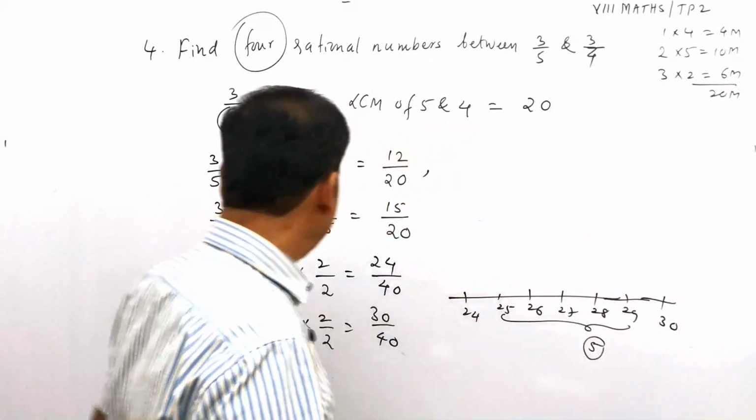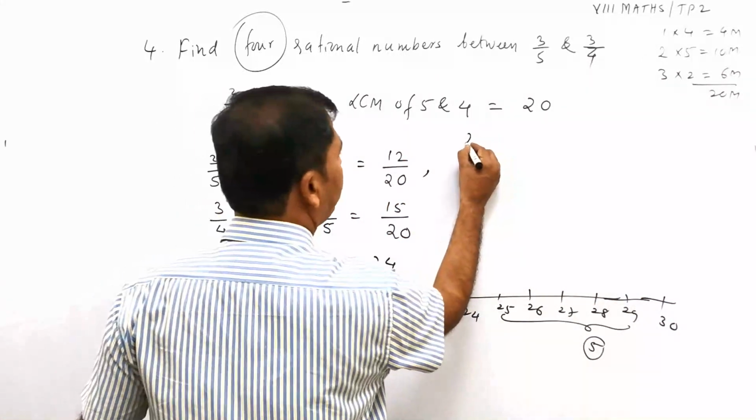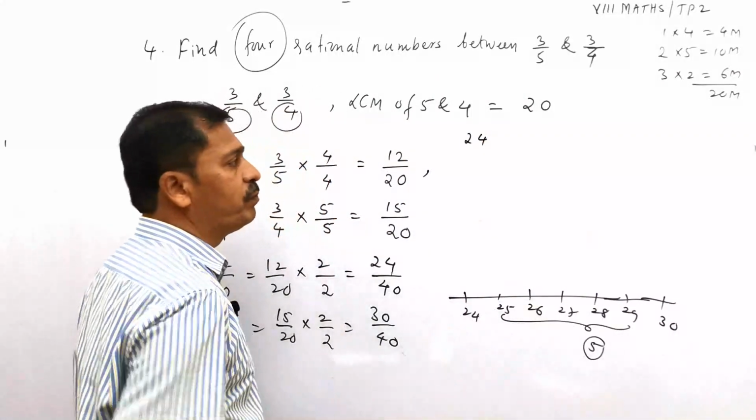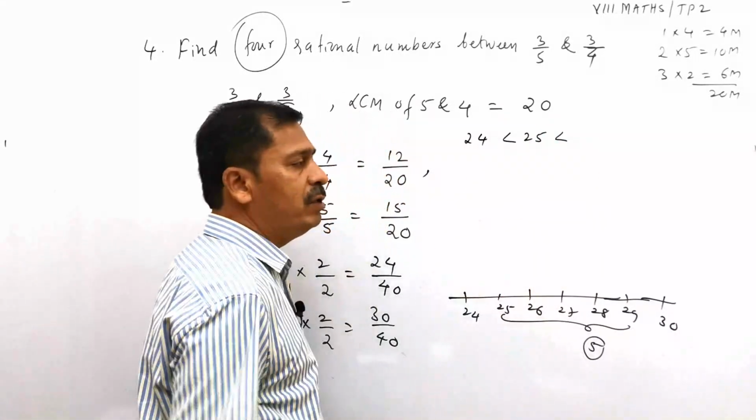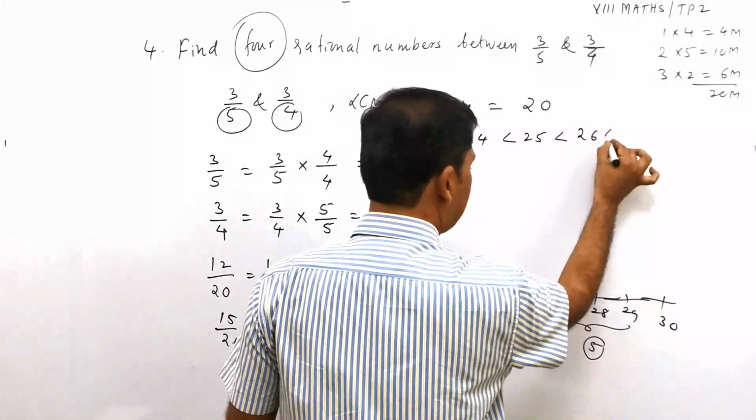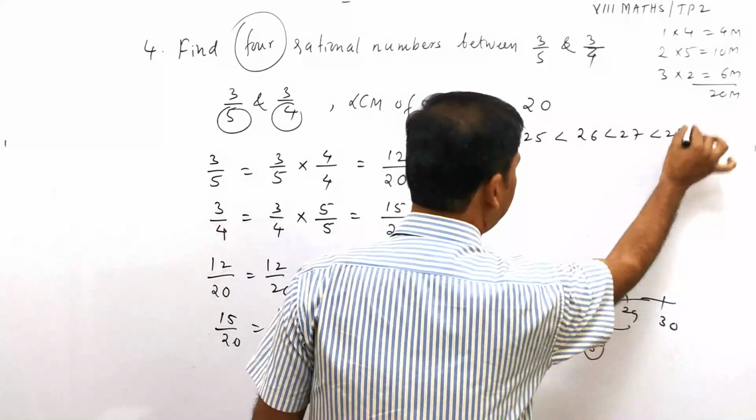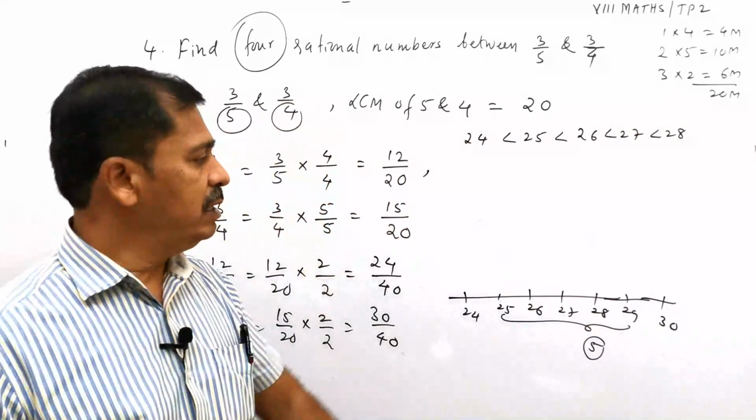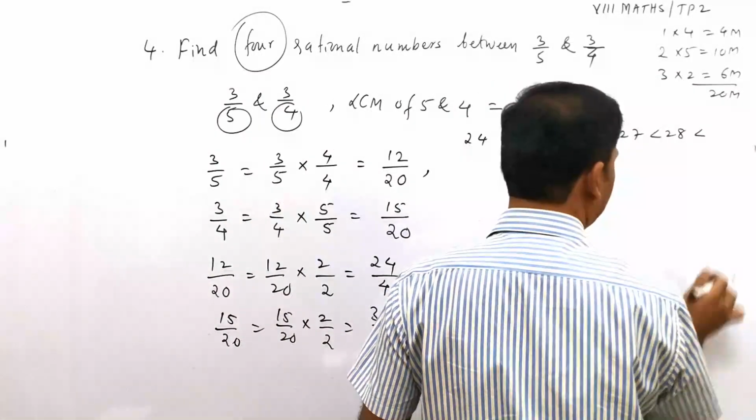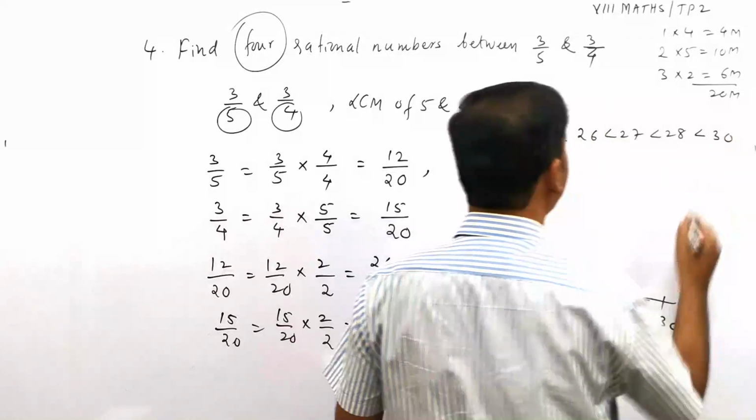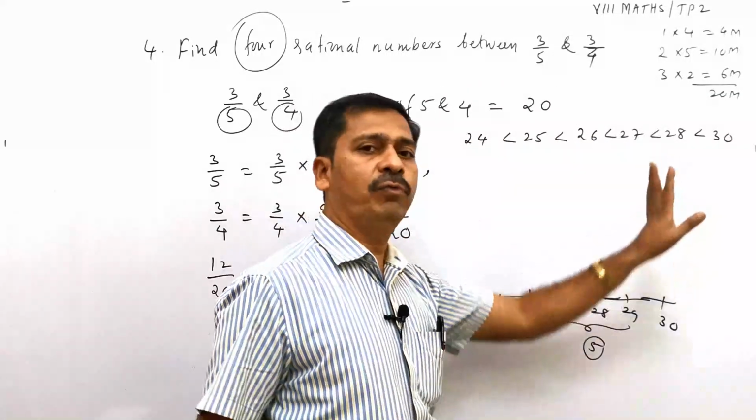Concentrate here. Clearly, 24, which is less than 25. 25 is less than 26. 26 is less than 27. 27 is less than 28. Directly skip 29, not necessary. Less than 30 you write directly, because we need only 4. 1, 2, 3, 4. 4 numbers we want.